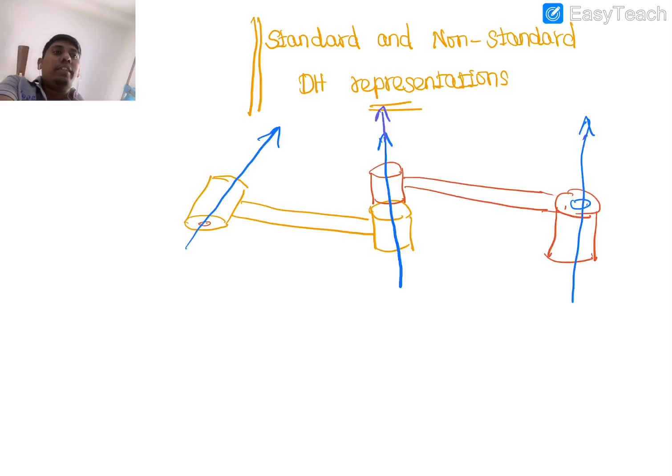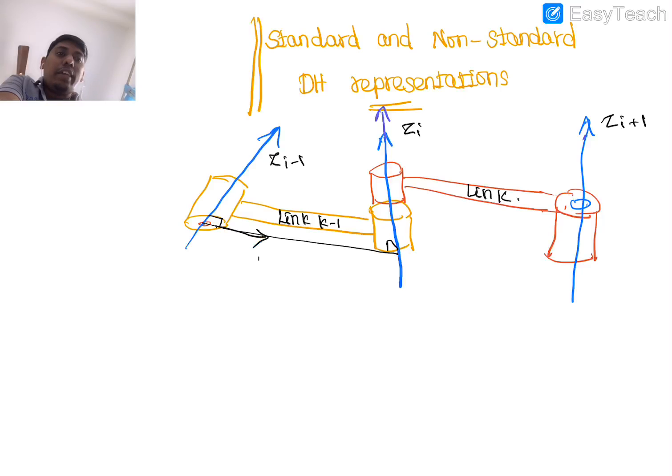Now you can see that this is link k minus 1 and this is link k. So this joint axis is z i minus 1, this is z i, and this is z i plus 1. Immediately what we will do is make a common normal between these two, and that is the axis of x i minus 1, and we'll make a common normal between these two, and that is what you call the x i axis.